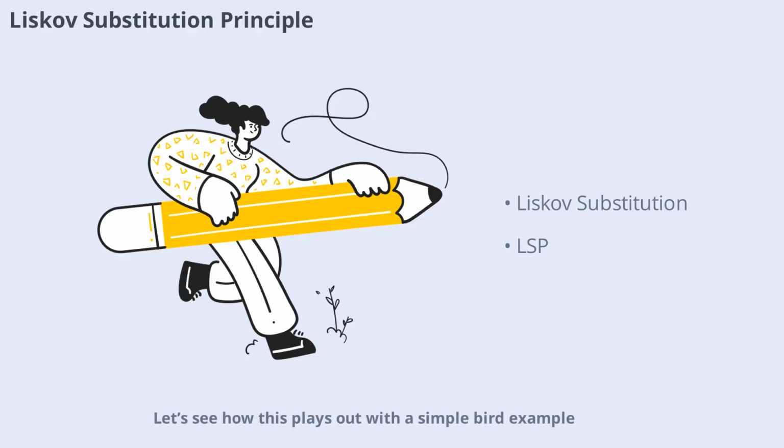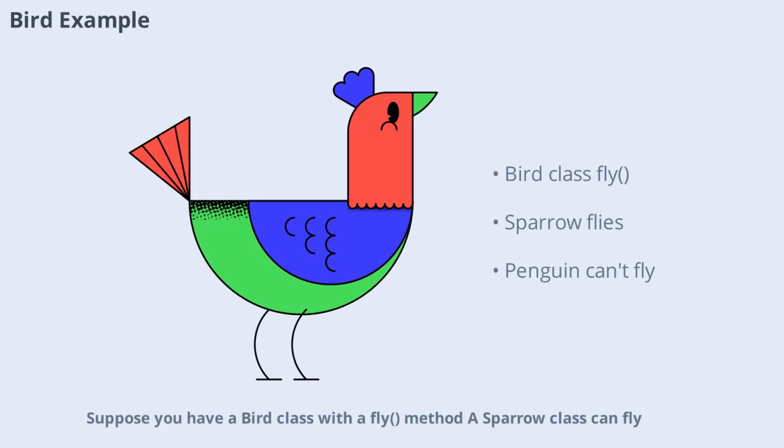Let's see how this plays out with a simple bird example. Suppose you have a Bird class with a fly method. A Sparrow class can fly, but a Penguin cannot. If Penguin extends Bird and throws an exception when fly is called, code that works with Bird will fail when used with Penguin. This violates LSP, as the subclass does not behave like its parent. Proper inheritance should always maintain the expected behavior.